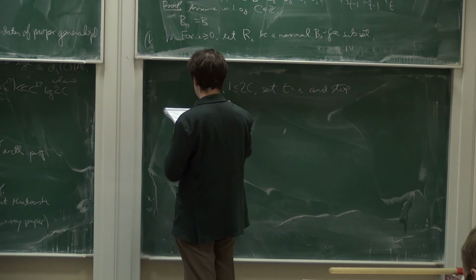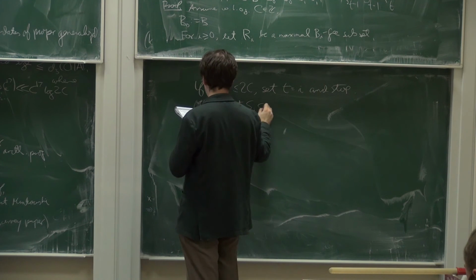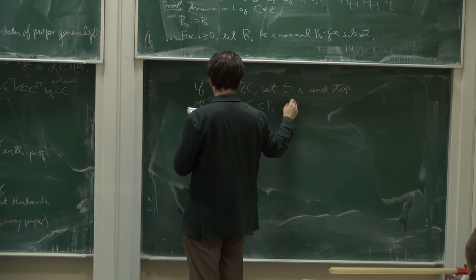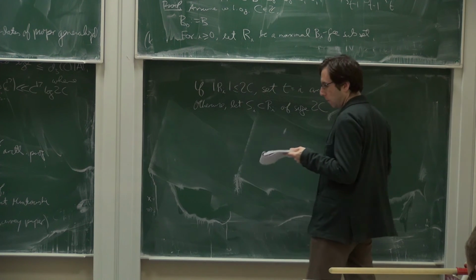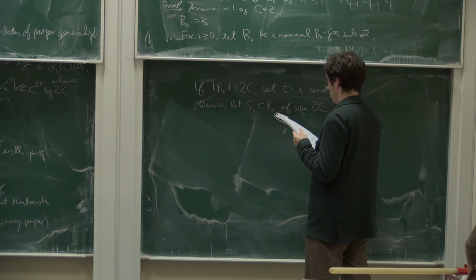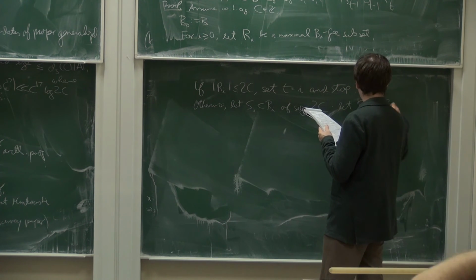Otherwise, let Si be a subset of Ri of size 2C. I do not care which subset. Some subset. Let B_{i+1} be Bi plus Si and continue.